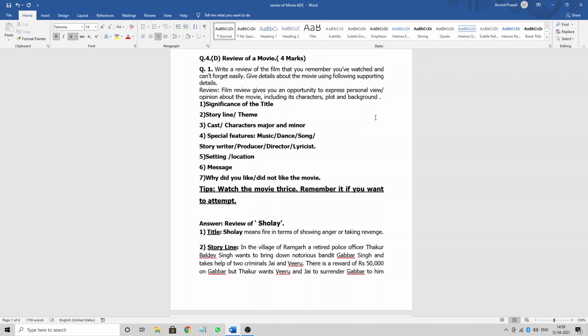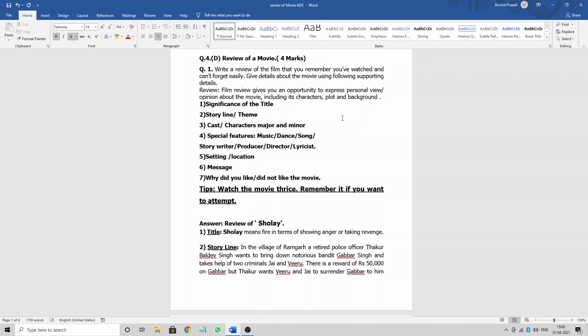The 7 points given there will be there in the question paper, so you need not worry at all. The very first hint is significance of the title. So there you will write about the title and what it means. The second one is storyline or theme. There you will write about the story, the theme of the movie.